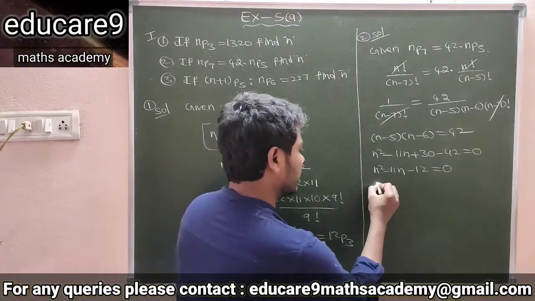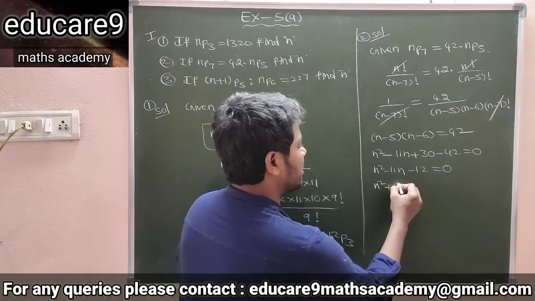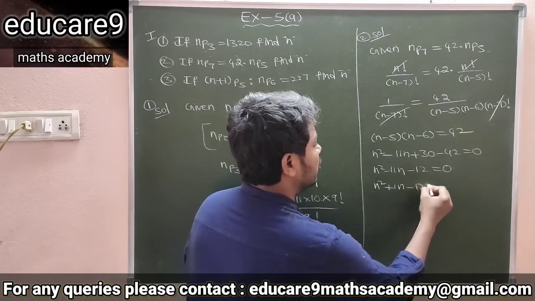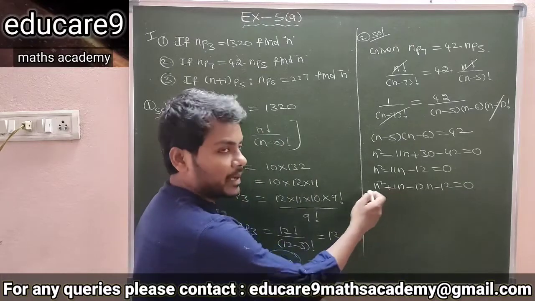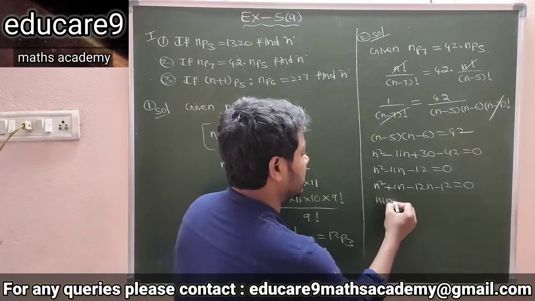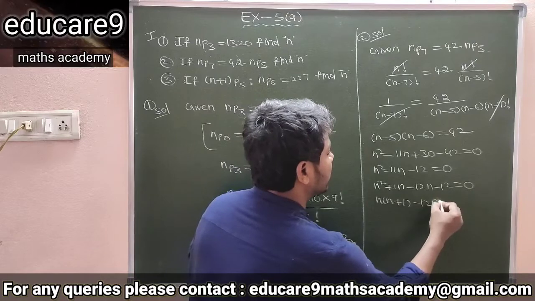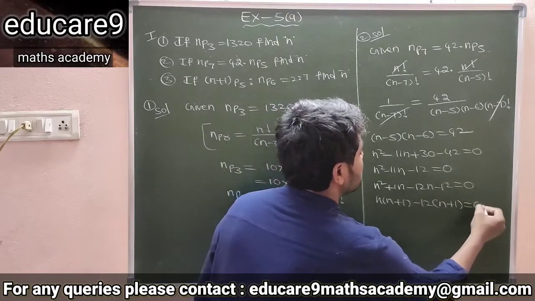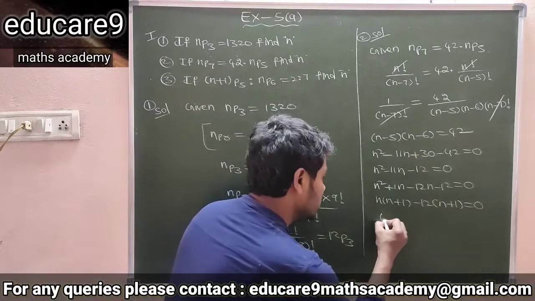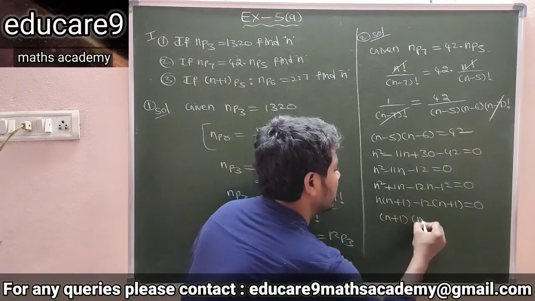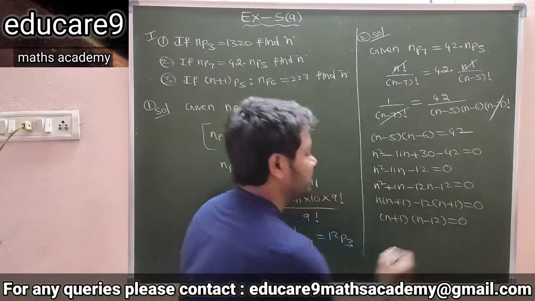So how to write this one? n square plus 1n minus 12n minus 12 is equal to 0. In both terms n is common, you will get n(n plus 1). Here minus 12 is common, you will get minus 12(n plus 1), equal to 0. So again n plus 1 is common. So (n plus 1)(n minus 12) is equal to 0.